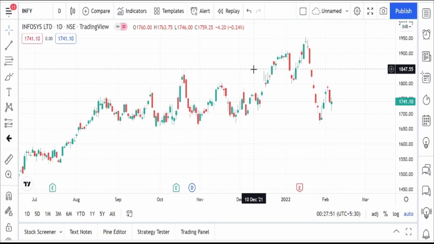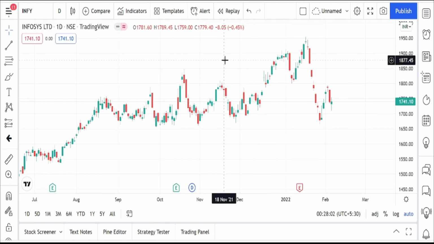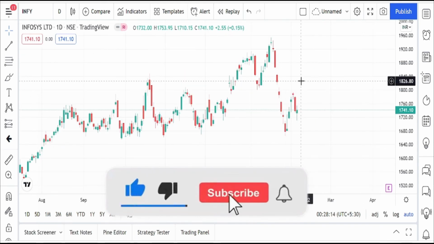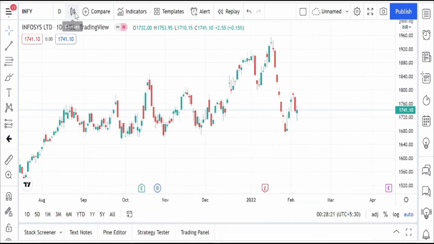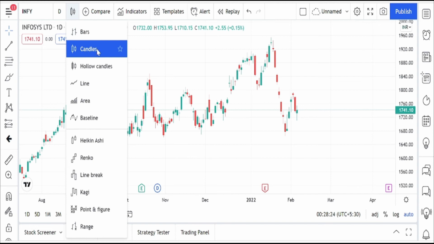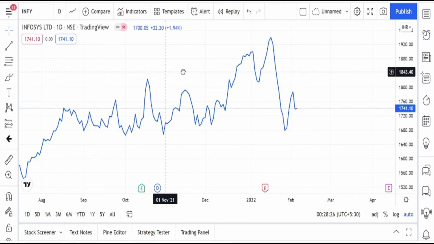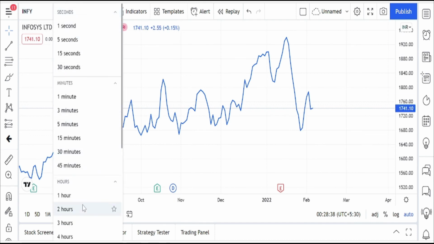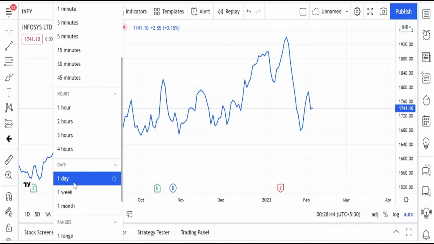So this is the TradingView platform where we can analyze the price action of stocks, currencies, commodities, all of that. Let's try to understand how we can apply the charts of whatever we have discussed so far. Friends, here you can see I have applied the candle chart. Now let me first put the line chart. From here we can select the time frame on which we analyze the charts. We can analyze the chart on 1 day, 1 week, 1 month, 1 hour, even 1 minute as well.